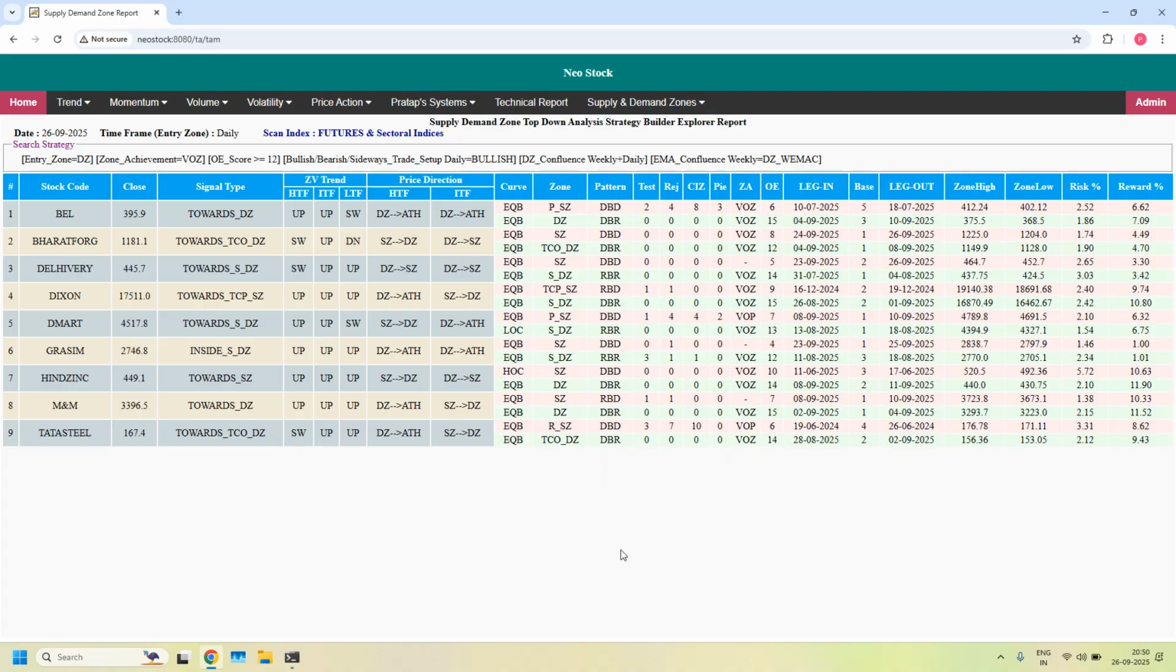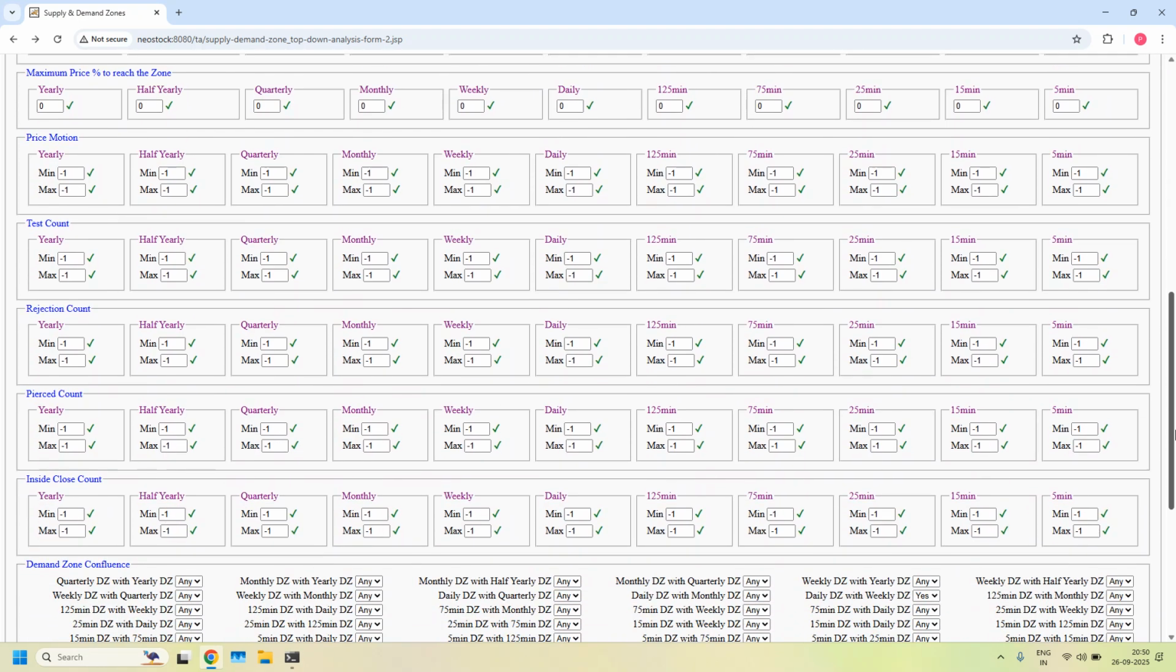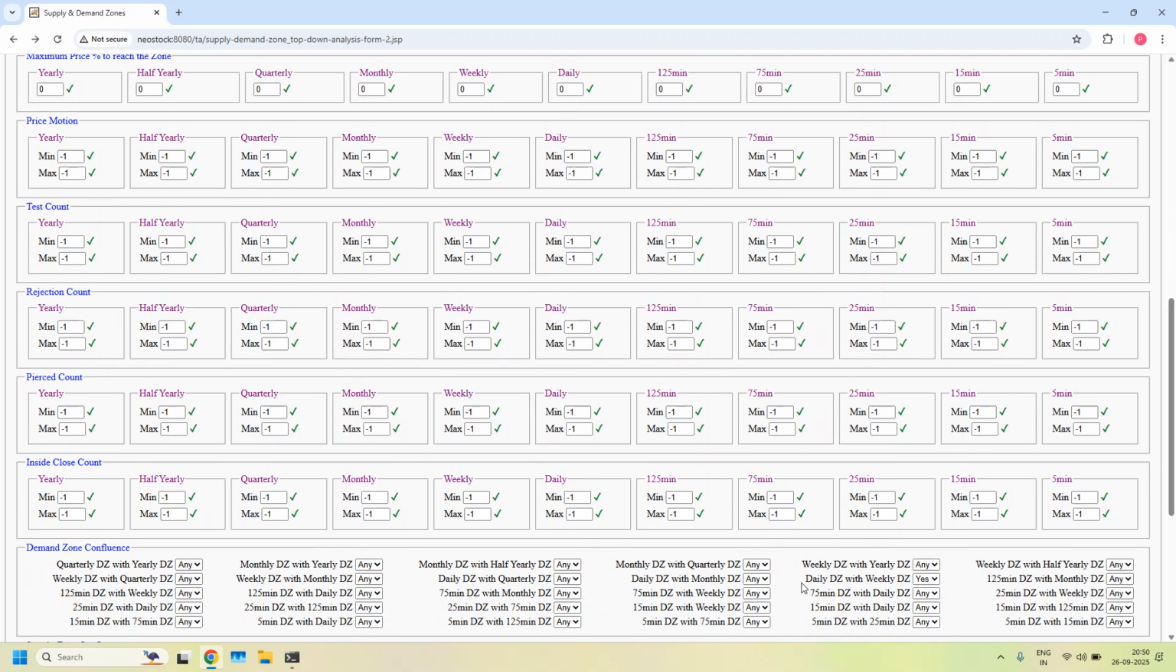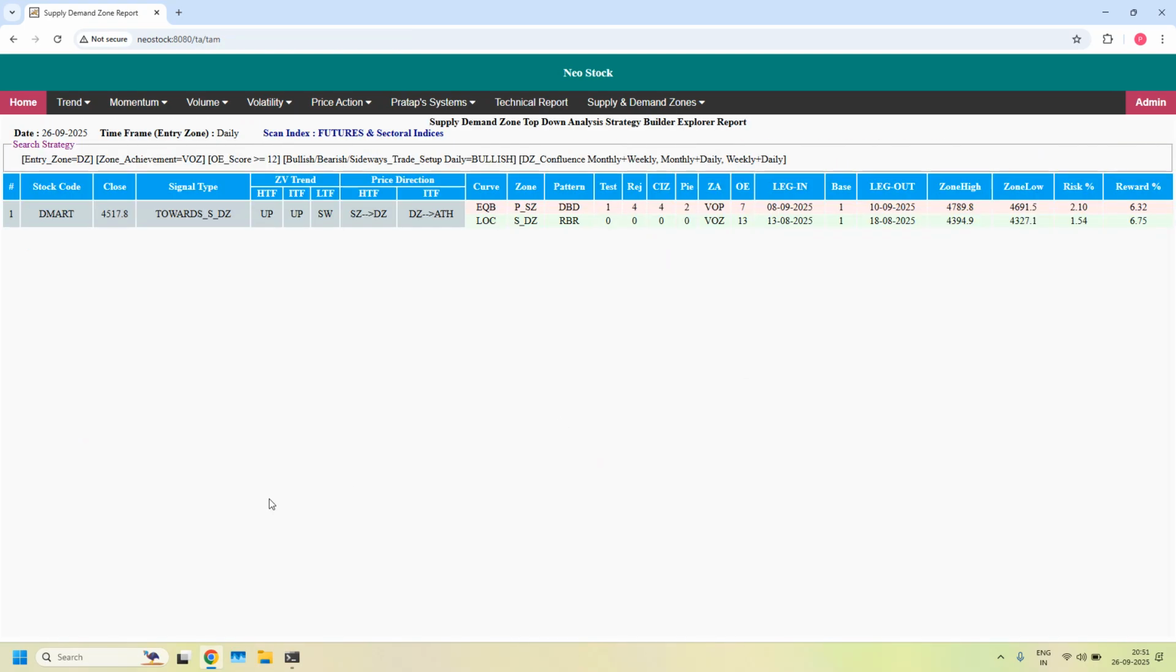Okay, next filter, next strategy is LTF, ITF and even HTF demand zone confluence, and after that HTF EMA confluence. So I am going back, removing ITF EMA filter. In the demand zone confluence, 3 filters we have to select. First one, daily and weekly, already enabled. Next, daily and monthly demand zone confluence and weekly and monthly demand zone confluence. By enabling all the 3 filters, we got only one stock.